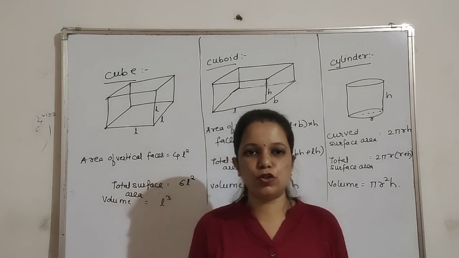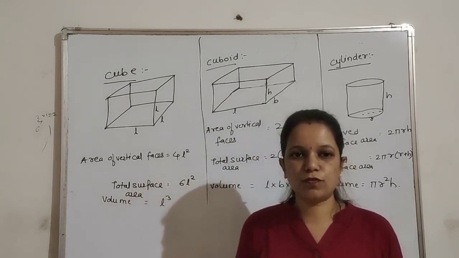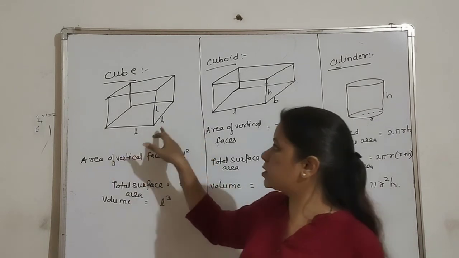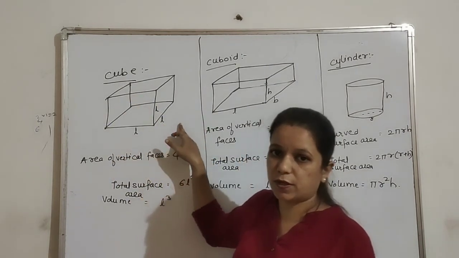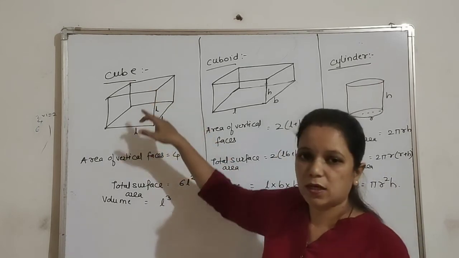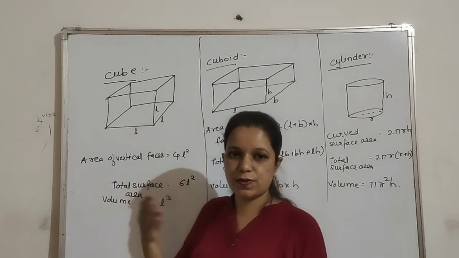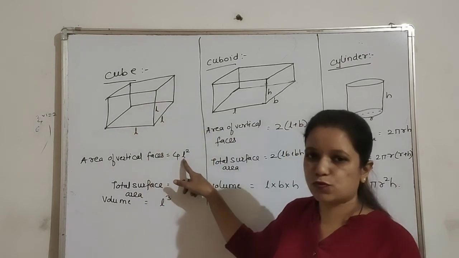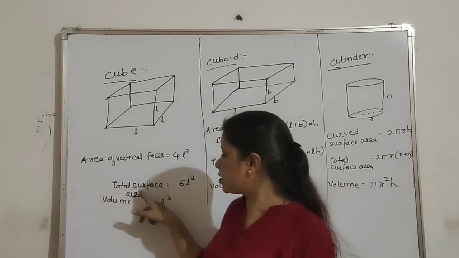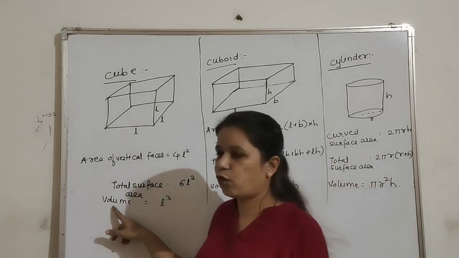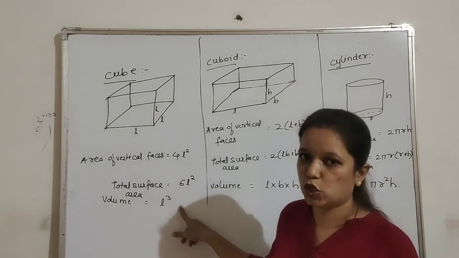Surface area and volume. We'll quickly take a revision of all the formulas. First figure, cube, all sides same. This is the figure for cube. Length same as breadth, same as height. So area of vertical faces, we have 4 vertical faces for cube. So area of vertical faces is 4l square. Total surface area is 6l square and volume is l cube.